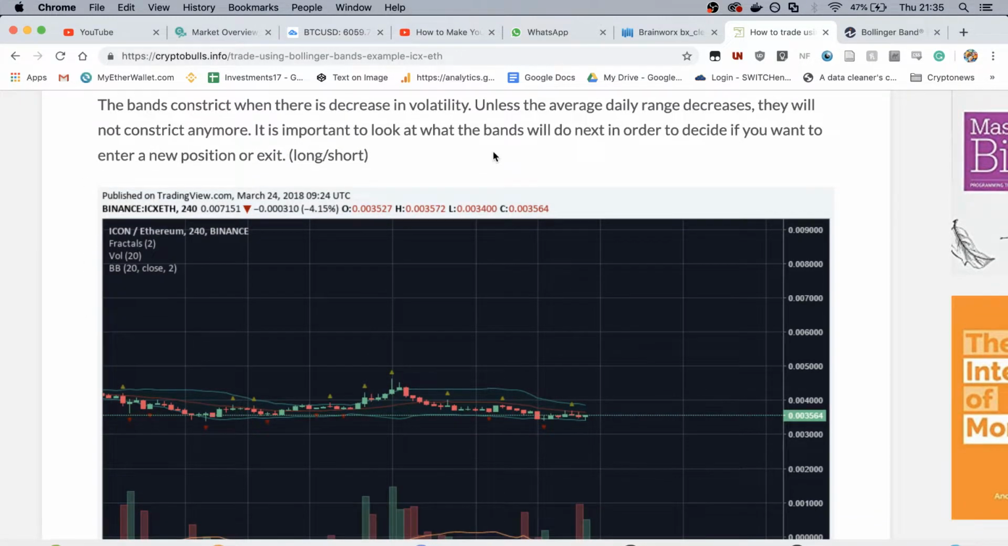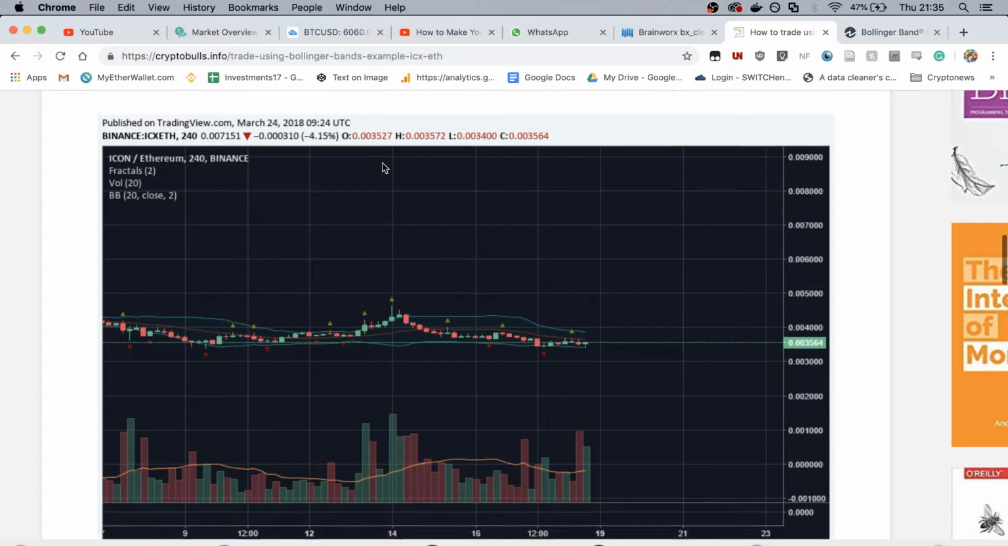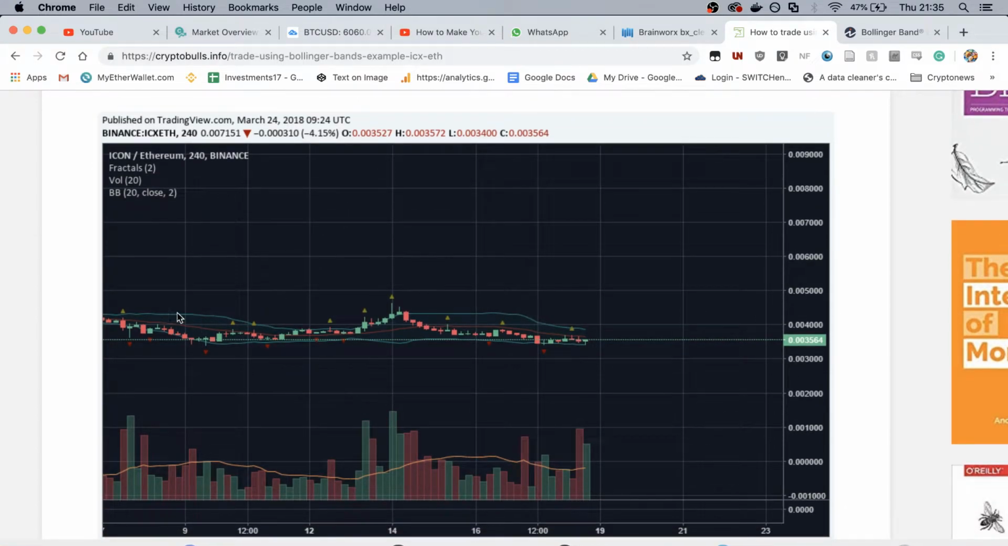The bands constrict when there's a decrease in volatility. Unless the average daily range decreases, they will not constrict anymore. It is important to look at what the bands will do next in order to decide if you want to enter a new position or exit. However, one thing that you know is that as soon as the bands constrict, especially on higher time frames, an explosive move will happen, and you have to be prepared for a move up or a move down.